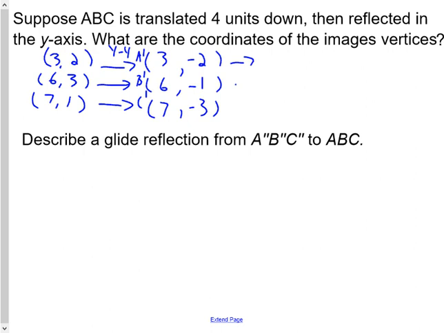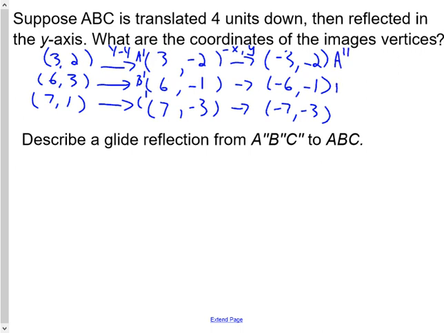And now it's flipping over the y-axis, so now 3 becomes negative 3, 6 becomes negative 6, 7 becomes negative 7. And again, this is a (negative x, y) move. So there's our coordinates of the vertices, not graphing this one.